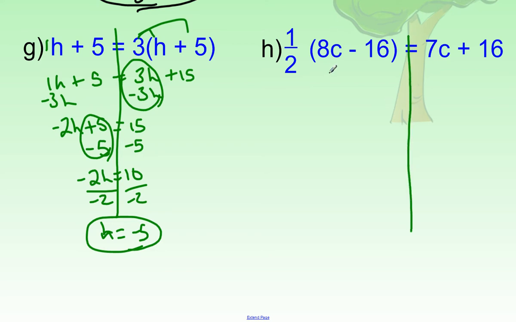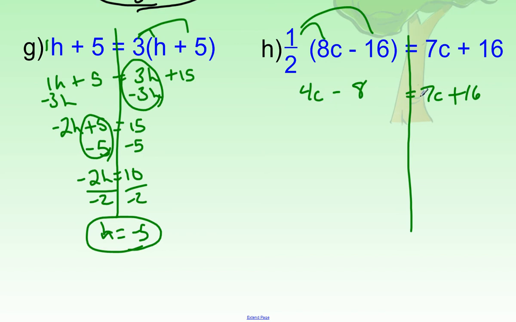Lastly, letter H. Let's see. I'm checking the right side first, simply because it looks simpler, but I don't see anything to do. On the left side, we can distribute here. Half of 8 is 4c. Half of 16 is 8. Nothing else to simplify. So now we start getting rid of variables.